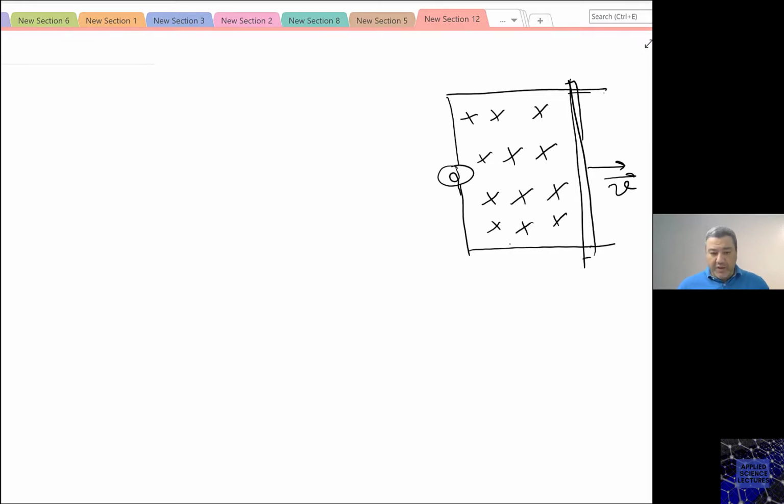Okay. Then I have the magnetic field as 0.1 Tesla. I will take my coordinates to be X, Y, and Z, like this.